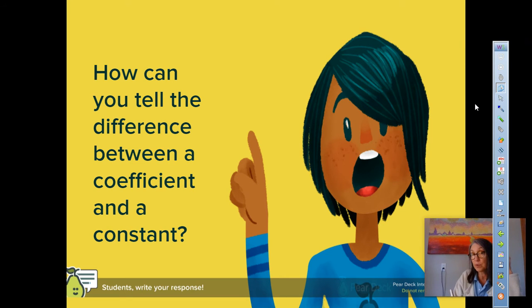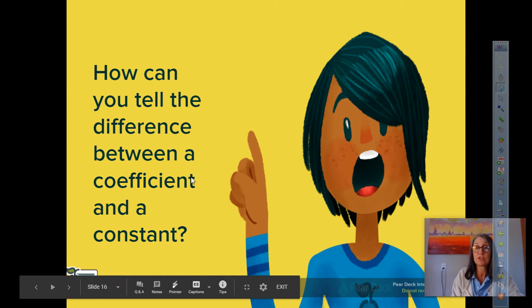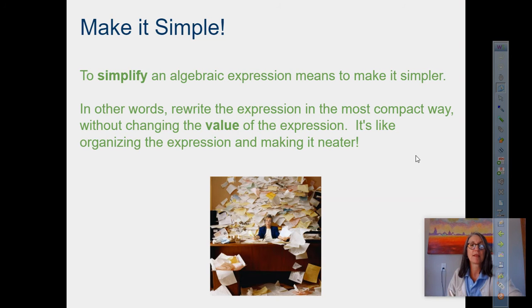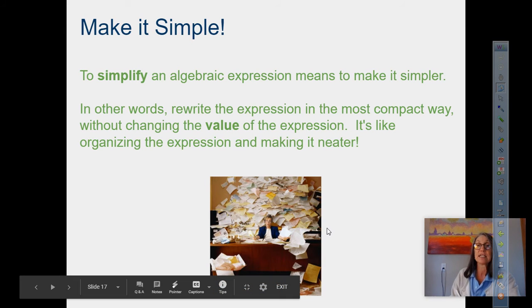So can you tell the difference between a constant and a coefficient? What do you think? Well, if you think that constants are standalone and coefficients are always attached with a variable, then you're right. Now, we'll get these long algebraic expressions, and it's always in our best interest to simplify them, make them more simple. And we do that by combining like terms. It doesn't change the value of the expression in any way.